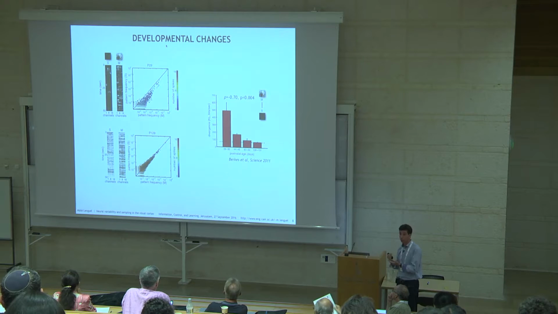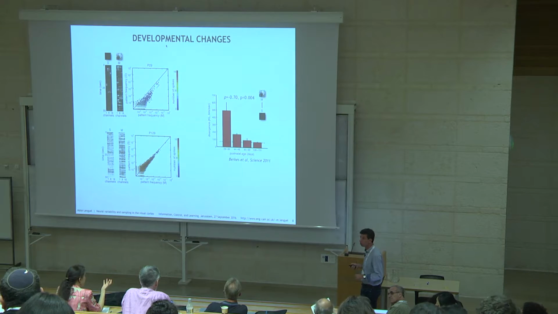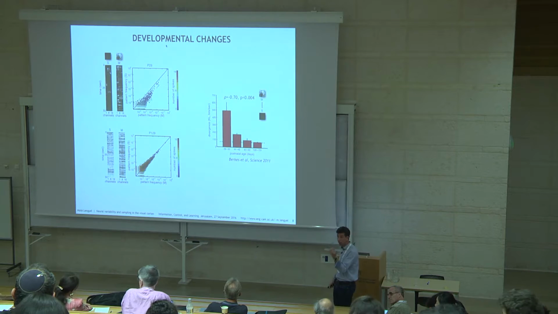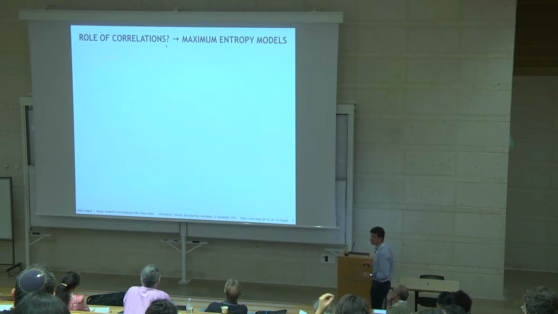Okay. Yeah? Pattern frequency is defined by you, right? What do you mean? No, we just record it. These are spiking patterns. This is the frequency with which these 16-digit binary words appear in our recordings. This is not about the stimulus. This is all about neural activity, right?